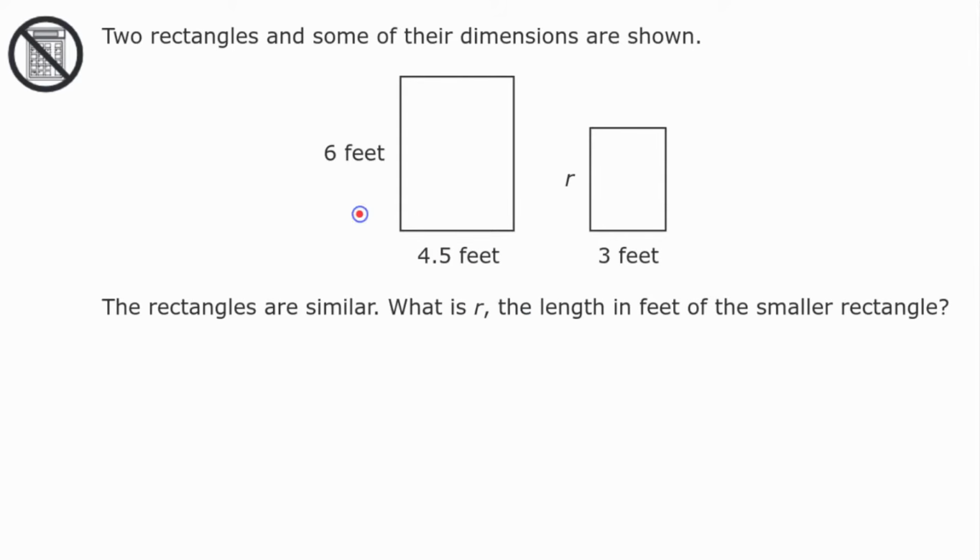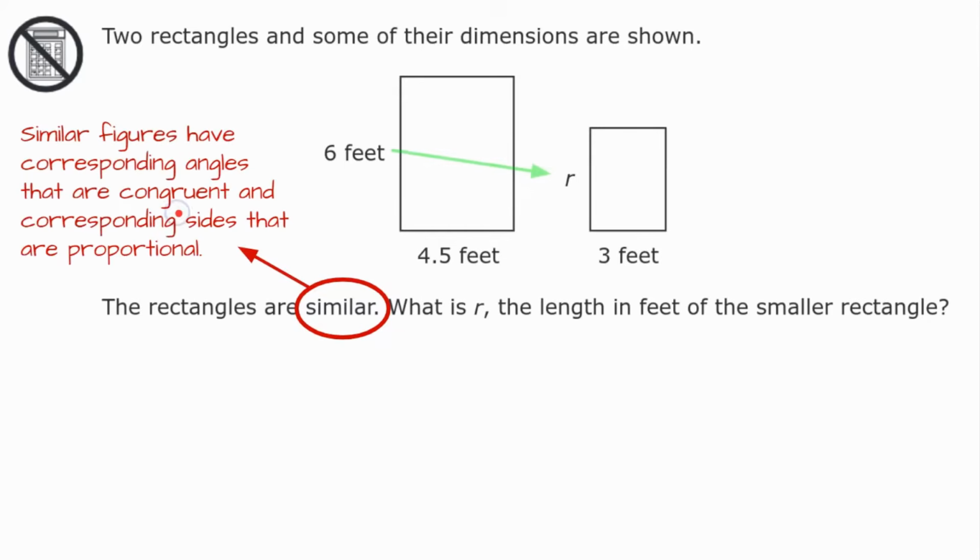Welcome back. So the first thing we need to note is they're telling us that these rectangles are similar. Similar figures are figures that have corresponding angles that are congruent and corresponding sides that are proportional. We know that all the corresponding angles here are congruent because they're both rectangles, and all rectangles have 4 90-degree angles. Corresponding sides are 6 feet to R, from one rectangle to the other rectangle, not 6 feet to 4.5 feet. There's no relationship here as far as similar figures between the sides of the same rectangle.